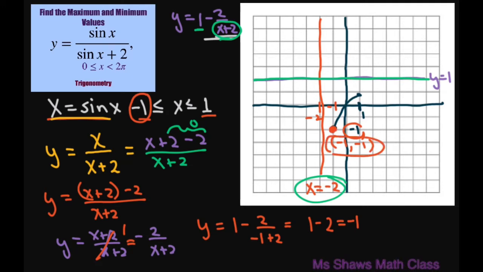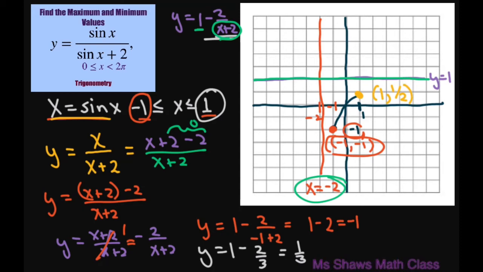Now let's test when x is 1. When x is 1, we get y equals 1 minus 2/3, which equals 3/3 minus 2/3, which is 1/3. So this point here is going to be when x is 1, y is going to be 1/3.